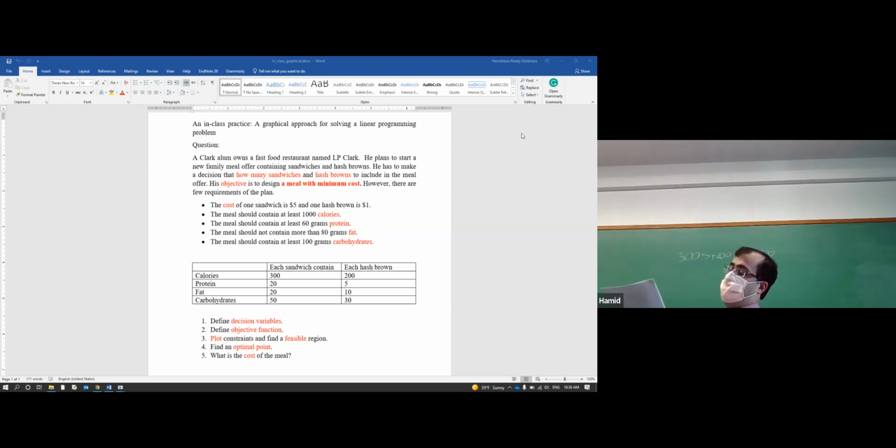So our constraint is more than 1,000. Do you think it would be the right side at this time or the left side? Right side. If it's hard to imagine, you can just plug in 0 and 0. 0 and 0 wouldn't be more than 1,000. So you can understand it should be on the right.